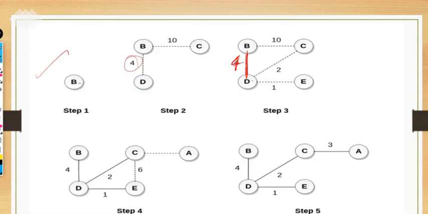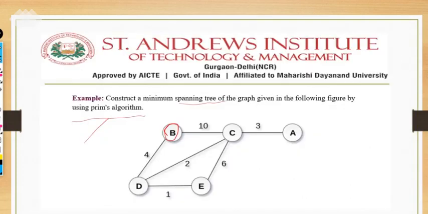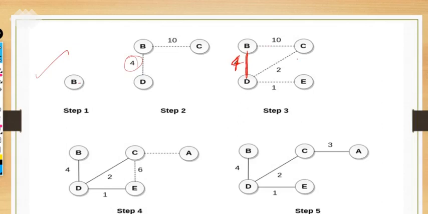Next, now we are on D. What are the adjacent vertices of D in the question? This one we have already covered. Left over are these two, right? 2 and 1. So I'm just writing this 2 and 1 over here in dotted line only. Why? Because we have to take the minimum one.